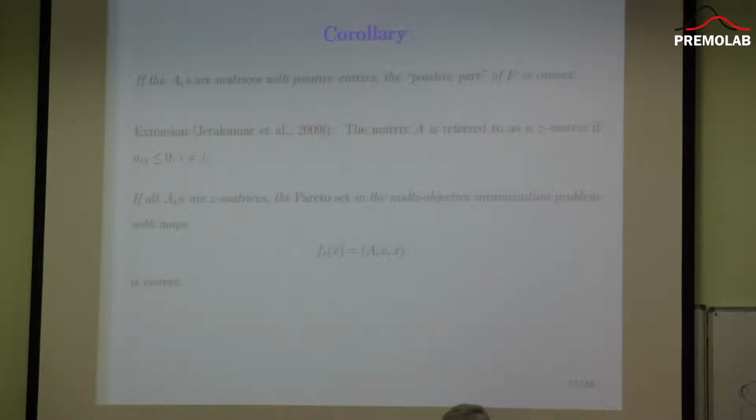Another example is so-called Z-matrices, when non-diagonal terms of matrices have some sign, they are non-positive, say, then we can get a theorem like that.